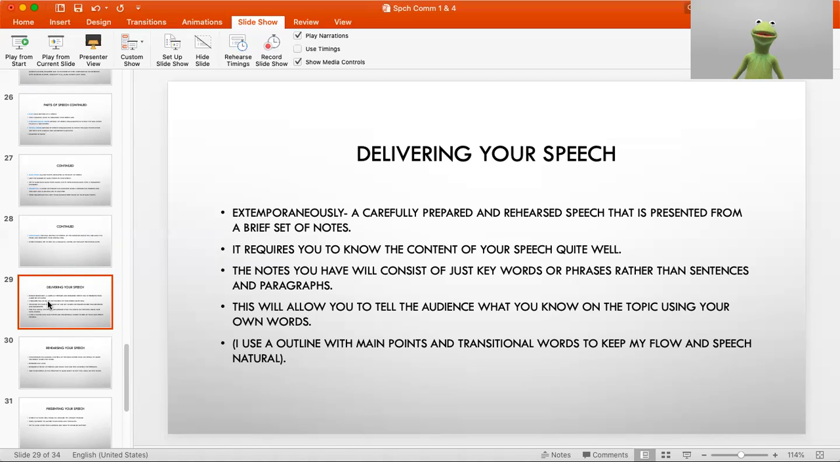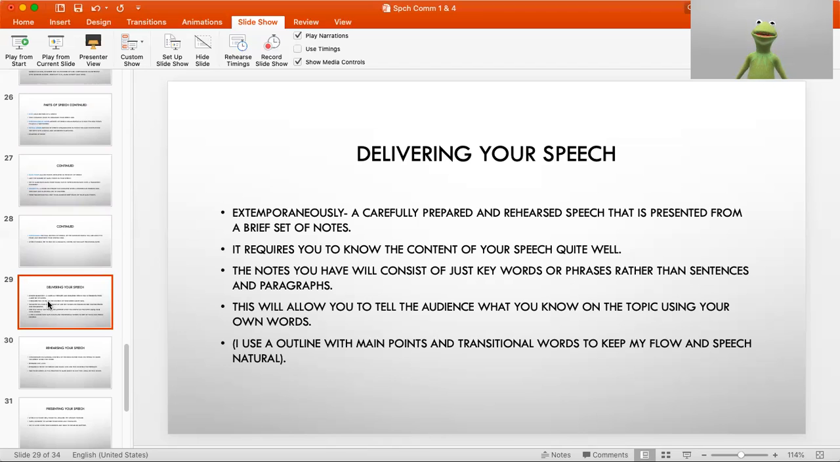The notes that you actually will use, normally you'll use a speaking outline, and that outline is just going to have keywords or phrases instead of sentences and paragraphs. And those keywords and phrases are just used in order to help you keep track of moving from one point to the next. But the good thing is this type of delivery allows you to use your own words. Since you're not memorizing and you're not reading off of a script, it comes off a lot more natural.